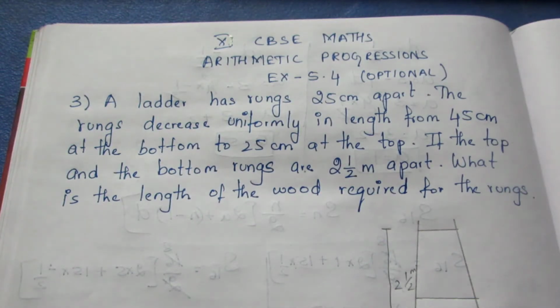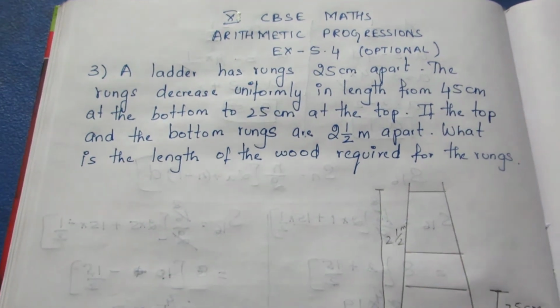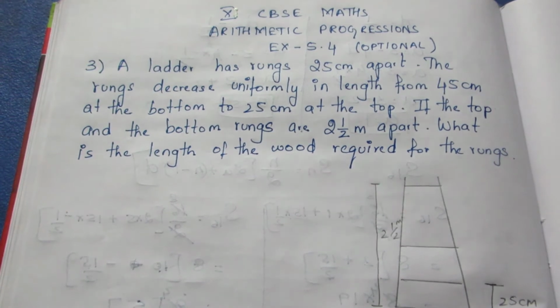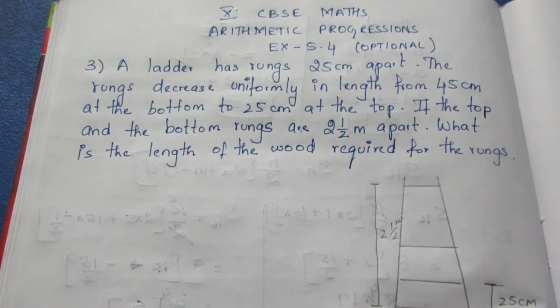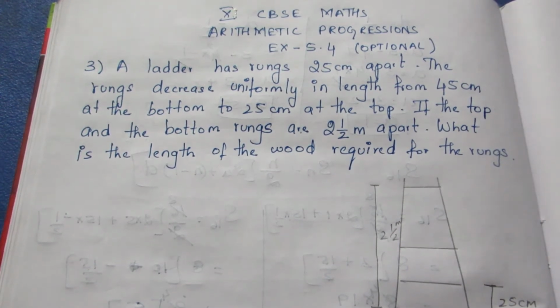Today we are going to see 10 CBSE Maths Arithmetic Progression Exercise 5.4 Optional Sum question number 3. Optional exercise question number 3. Here the question is, a ladder has rungs 25 cm apart. The rungs decrease uniformly in length from 45 at the bottom to 25 at the top.